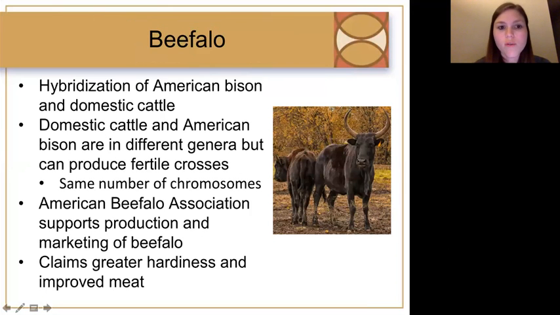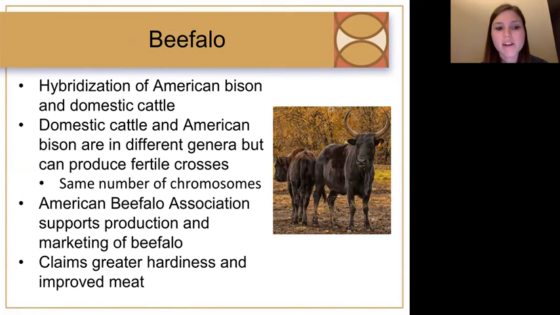So the beefalo is something that was a crossbreed of a cow and bison. So it's the hybridization of the American bison and domestic cattle. So you can see a picture of them there. They have the really big horns like the buffalo have, and then they kind of have that kind of rougher looking coat.